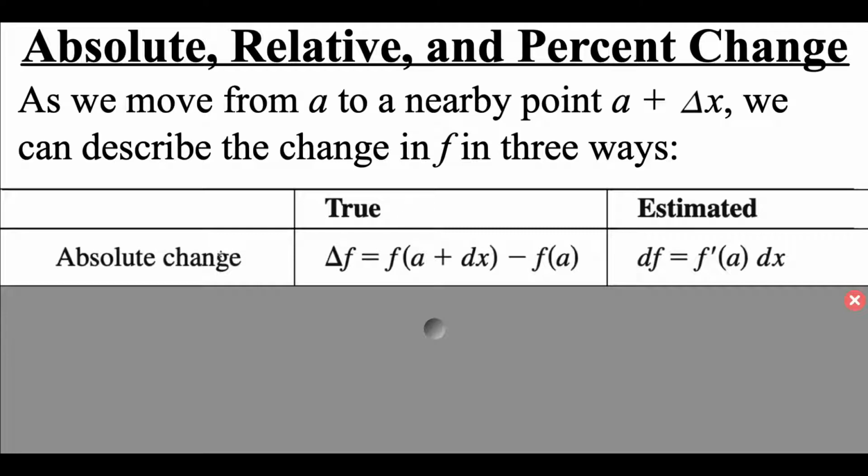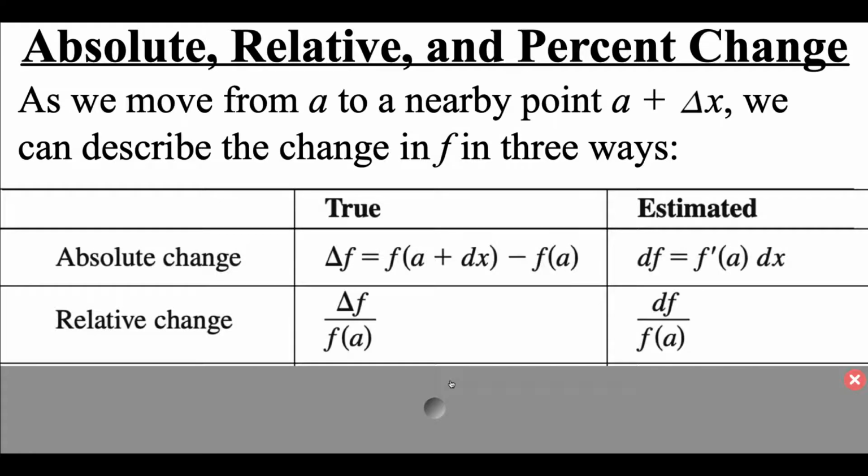To find the true absolute change, delta f, we take f of a plus dx, or the change in x, minus f of a. And then our estimated way is to take the derivative of f at a and multiply by dx, or the change in x.